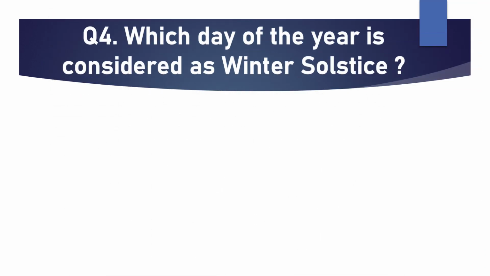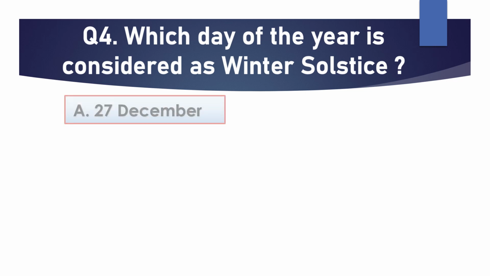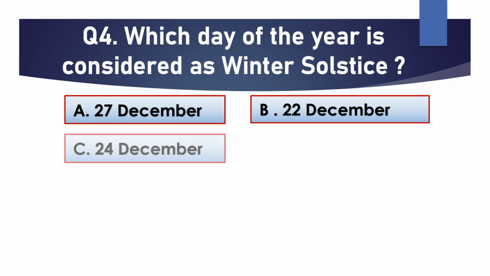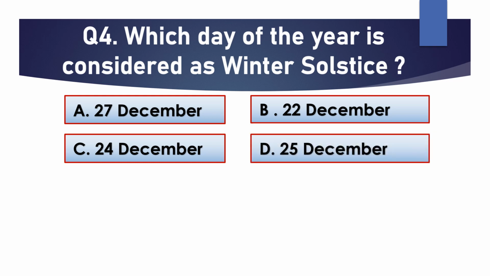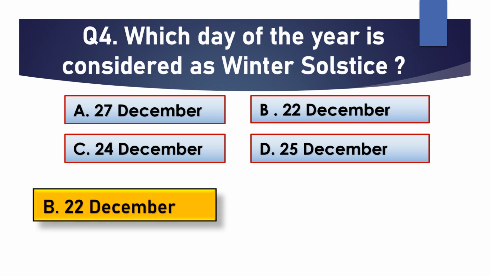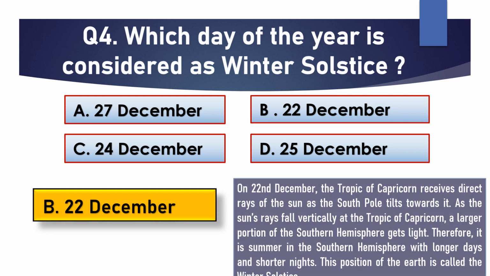Question number 4. Which day of the year is considered as winter solstice? Option A. 27 December, option B. 22nd December, C. 24 December, or D. 25 December. And the answer is 22nd December.